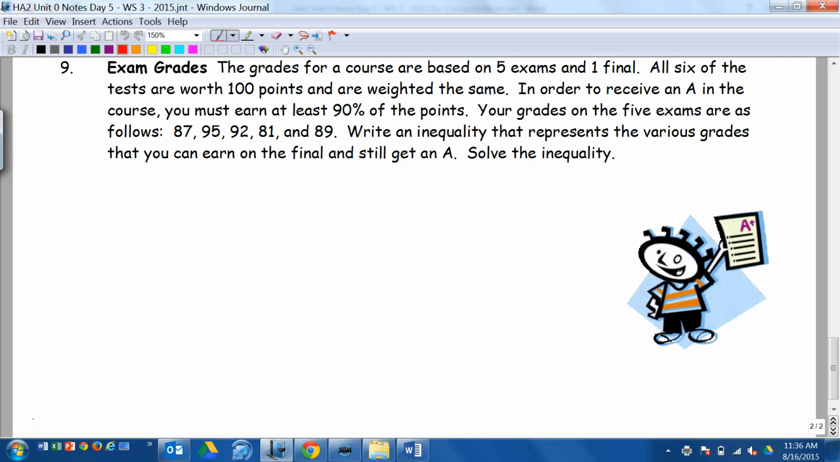Alright class, this is the extra problem from the inequalities notes that we added on, so I'm just going to make a video on this one problem because you have the video for all the others. This is a word problem.